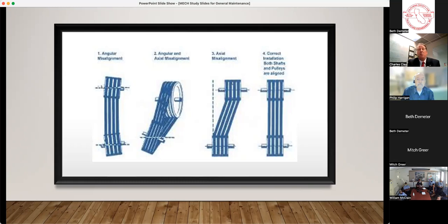So in alignment, in the early stages, we used to use a lot of what they call a straight edge, and some may still use that as a straight bar to align the pulleys that are on the shafts there.